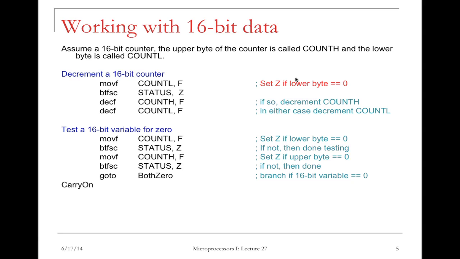Let's look at the 4 instructions we have here. First instruction is to move F, count L, comma F. This instruction is to copy the value of count L back to count L and update the Z flag. So this first instruction will not change the value of count L. It will, however, update the 0 flag. So this is to really check whether the lower half is a 0 or not. Because if the lower half is 0, we're going to do differently.